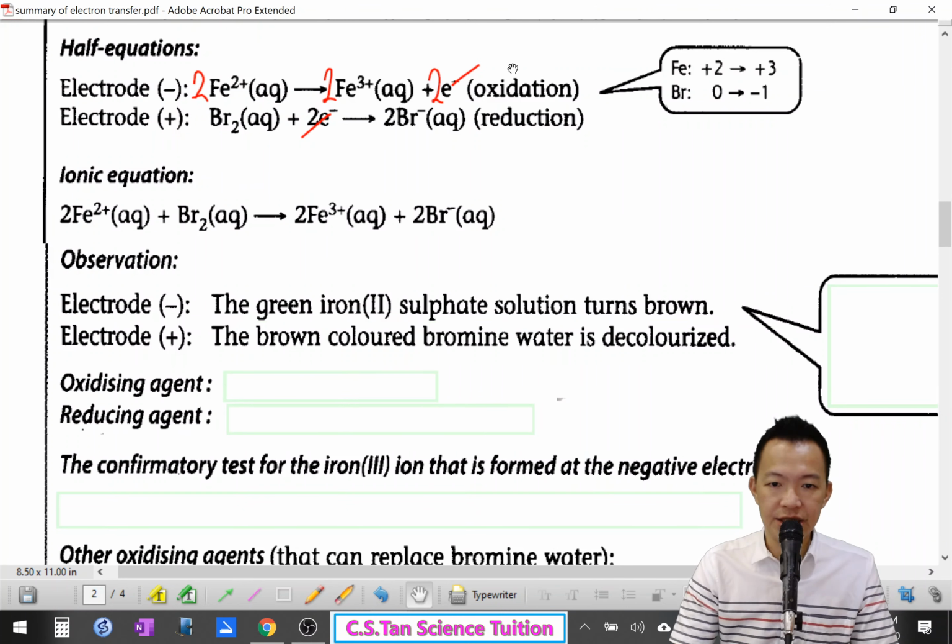Who oxidizes iron 2 to become iron 3? Bromine. Reducing agent. Who reduces the bromine into bromide? Who reduces bromine into bromide? Okay, iron 2 here.